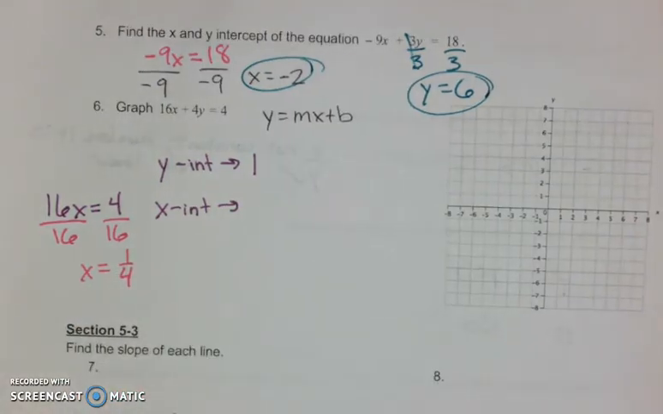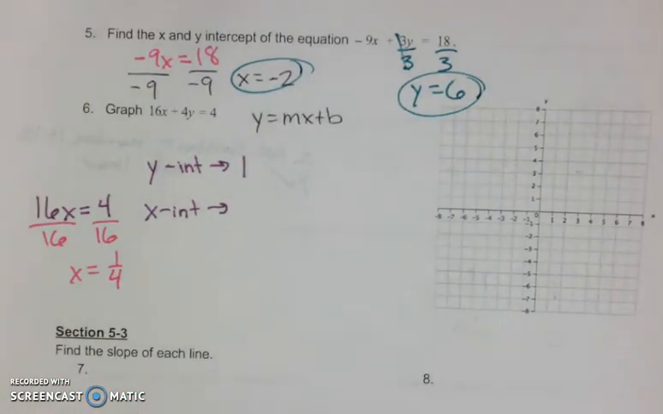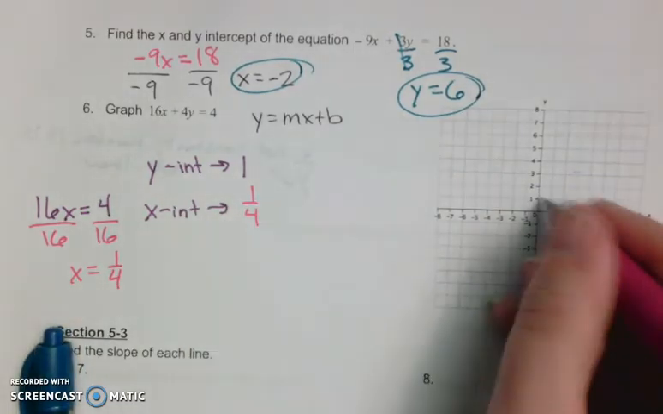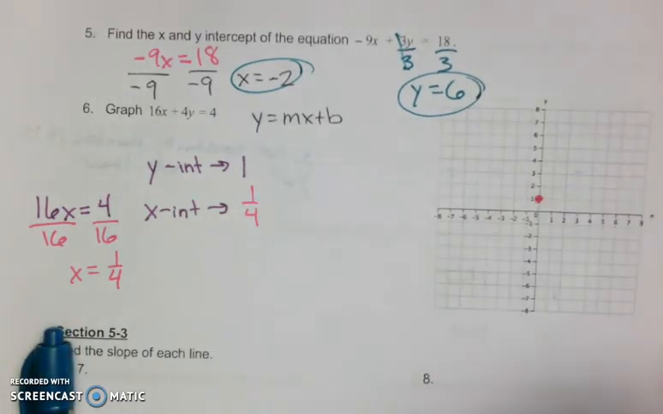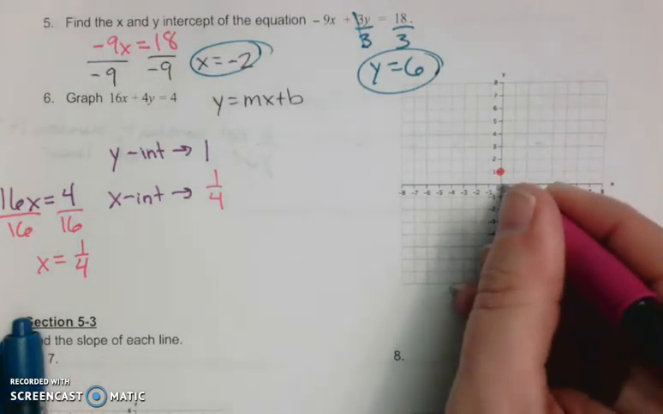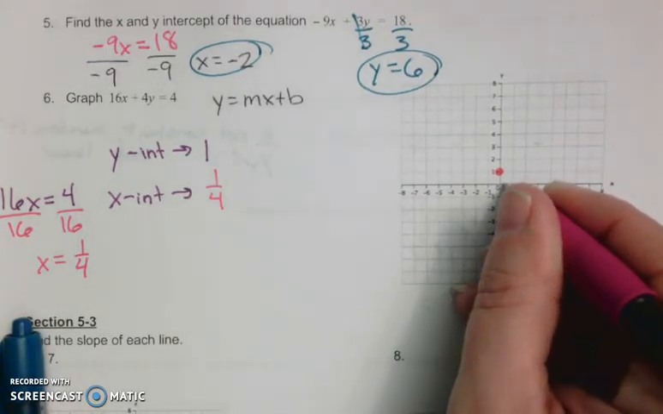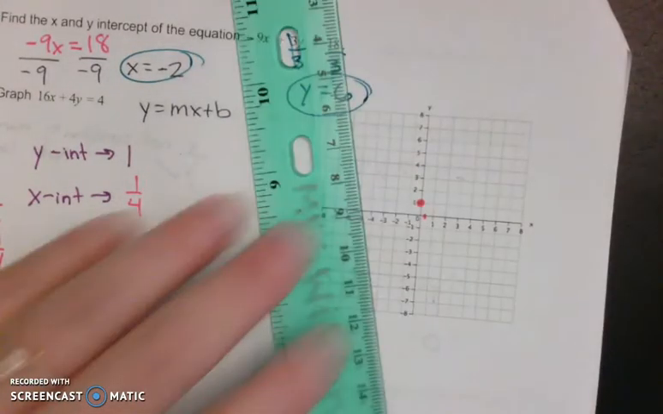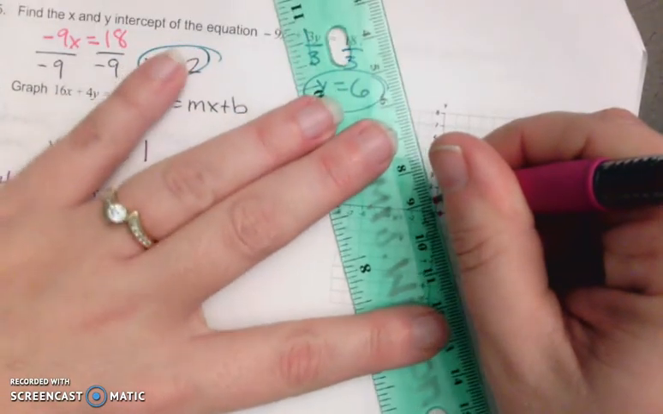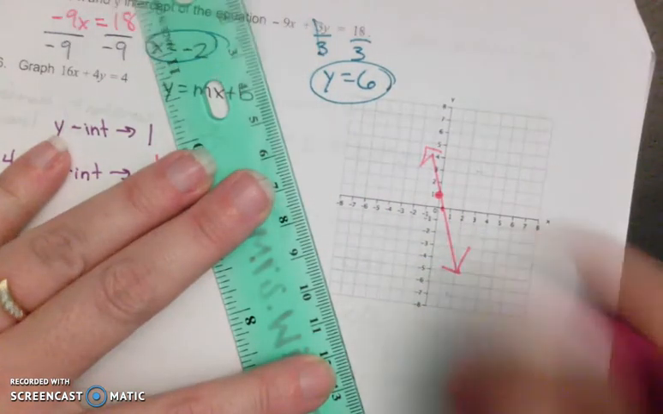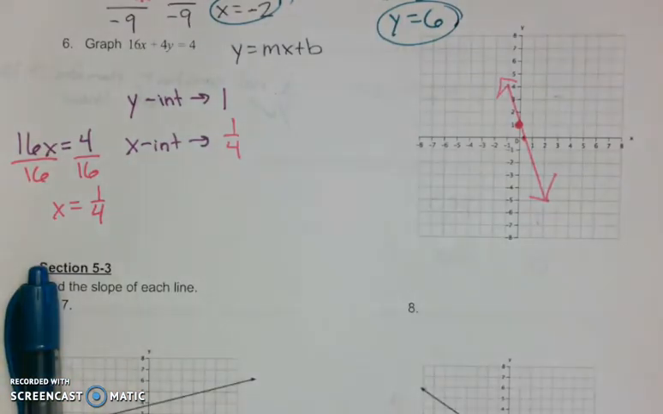So I plot those 2 points on my graph. I'll put 1/4 here. So my y-intercept is 1 right here. And the x-intercept is 1/4. Sorry, it ended up being a fraction. So 1/4 is just barely past the 0 right there. And then you connect them with your ruler or straight edge. And there's your line. So that's how you graph using x and y intercepts.